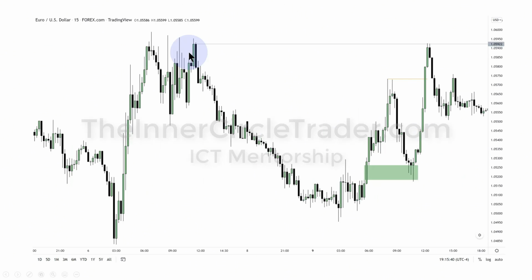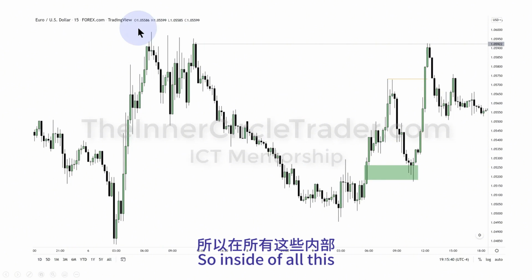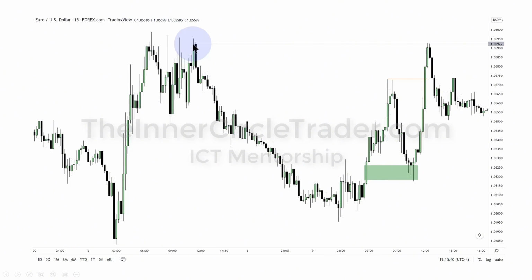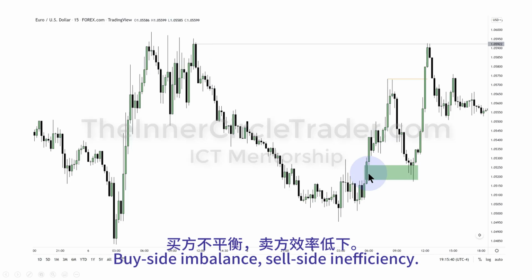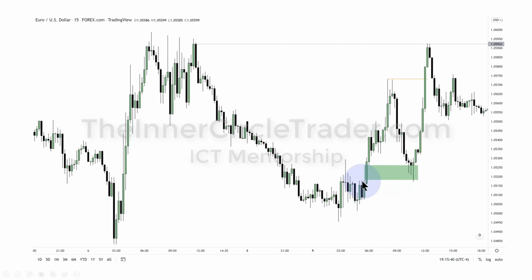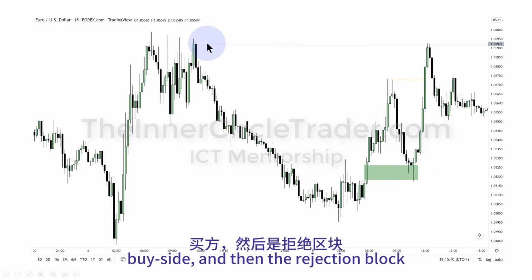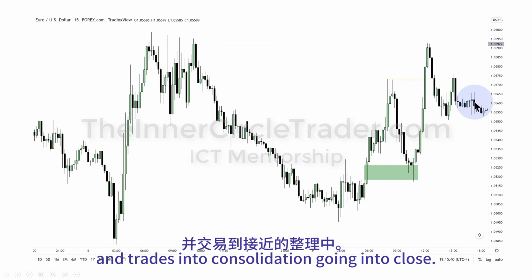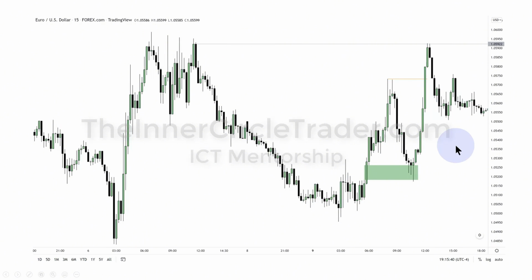And you can see that here. Not this one here, this one. So inside of all this movement here, the highest up close is the rejection block. Draw that out in time, it hits it. Buy side imbalance, sell side inefficiency. Trades down into that with the order block here. Hits it, rallies, buy side, and then the rejection block. And trades into consolidation going into the close.